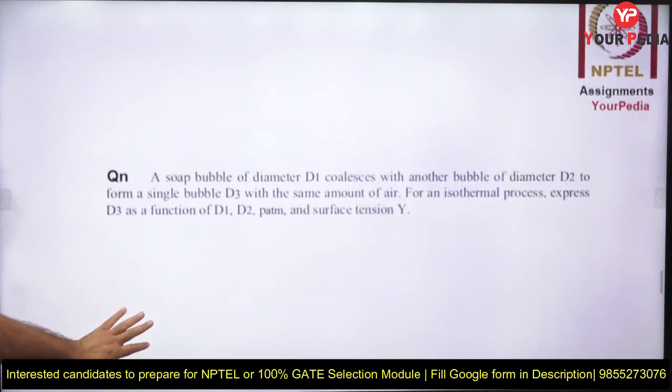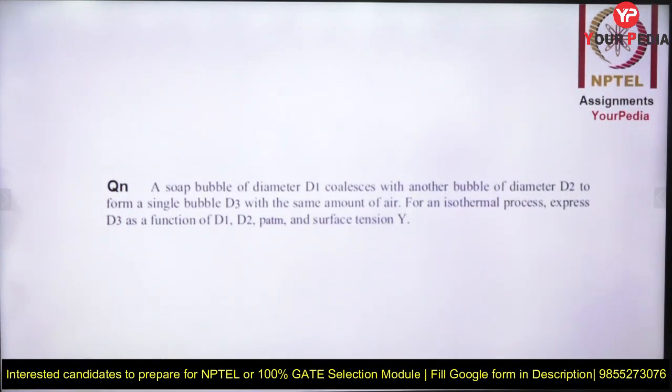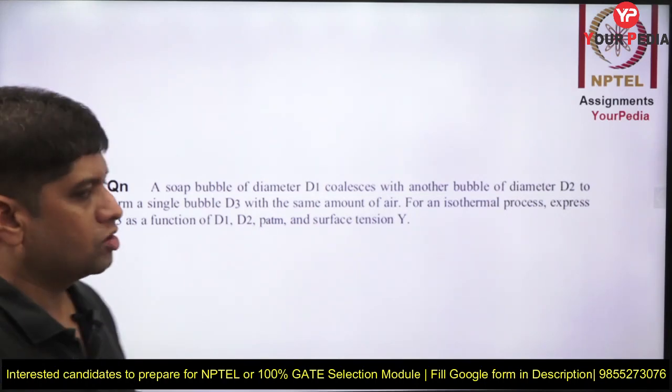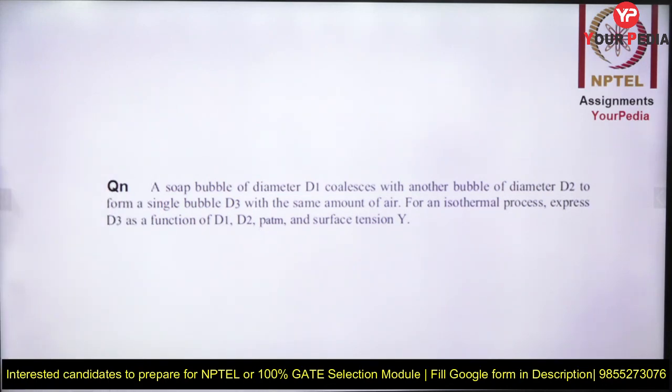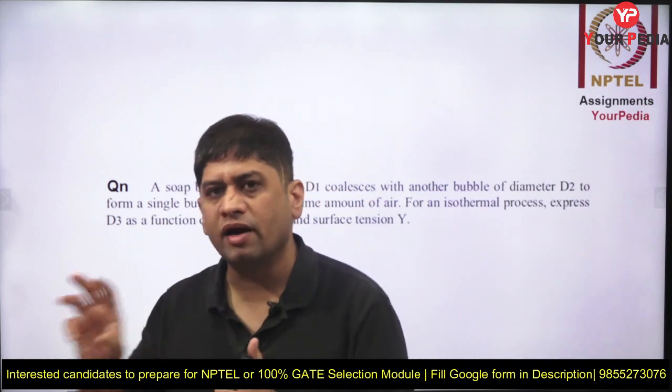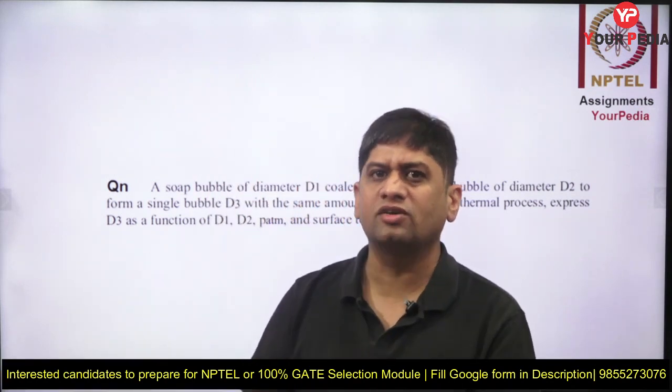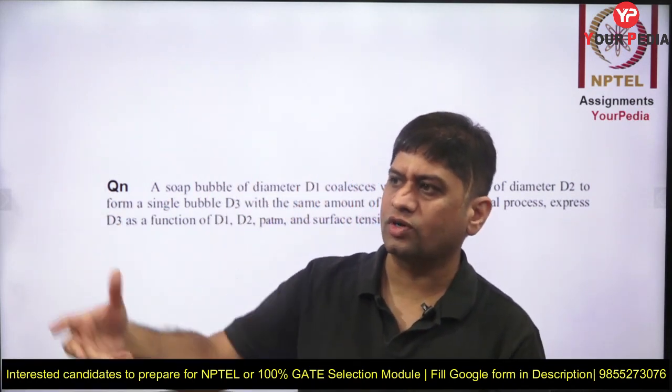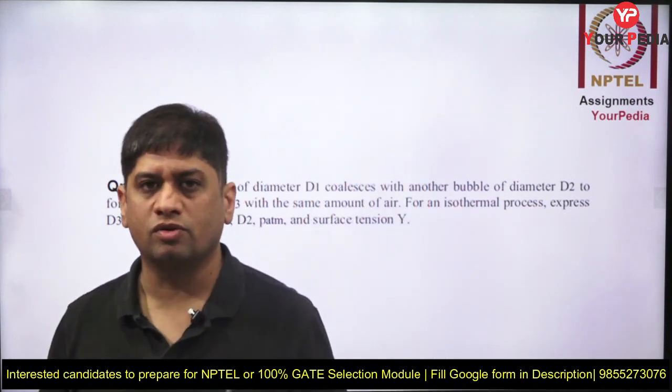Now the third question is this. There is a soap bubble of diameter D1 which coalesces with another bubble of diameter D2 to form a bigger bubble of diameter D3. Assuming an isothermal process, find out D3 as a function of D1, D2. He can give you numericals also in that form. Majority of NPTEL questions are not framed as if they will be asked in GATE. They are framed for checking your knowledge. So maybe he will not give you answer choices, but you have to understand the concepts.